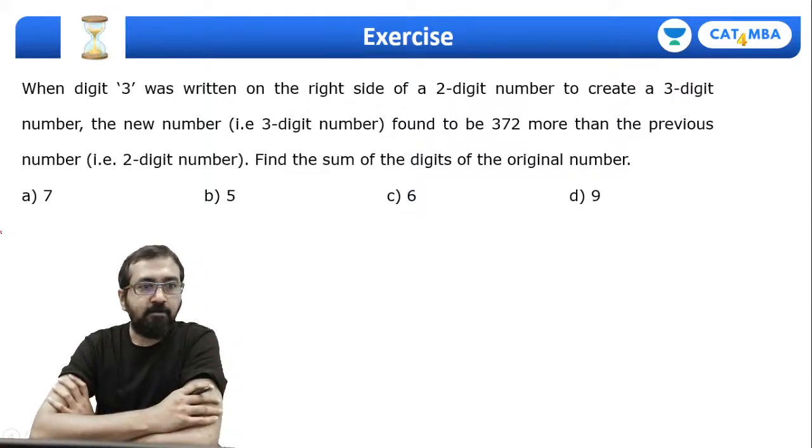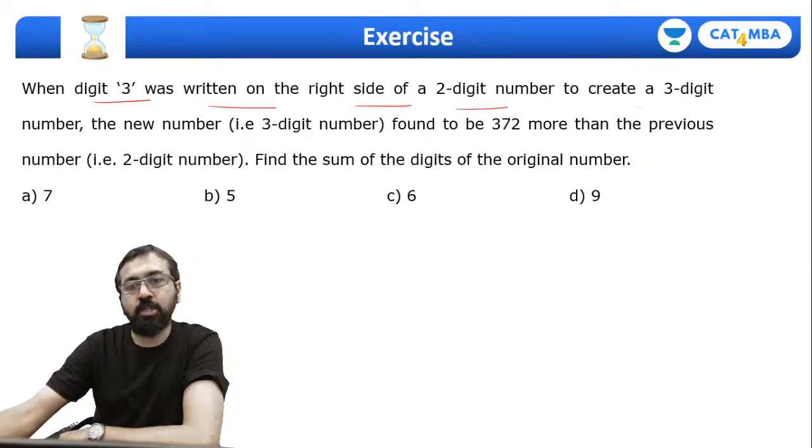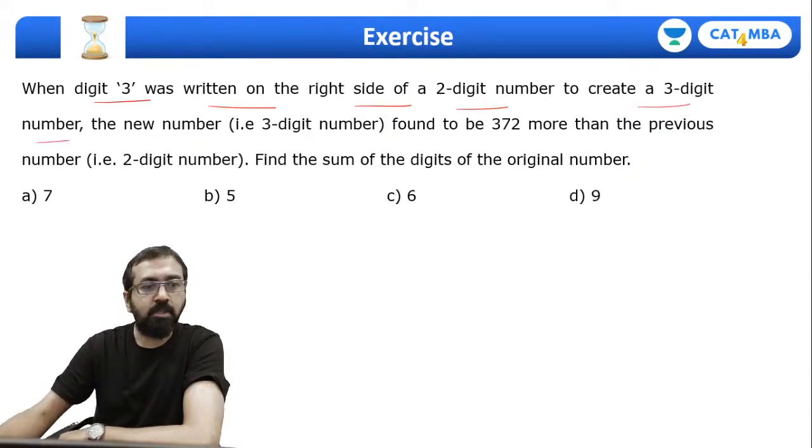Everyone, this is the last question for today. When the digit 3 was written on the right side of a 2-digit number to create a 3-digit number, the new 3-digit number was found to be 372 more than the previous number, that is, the 2-digit number. Find the sum of the digits of the original number.